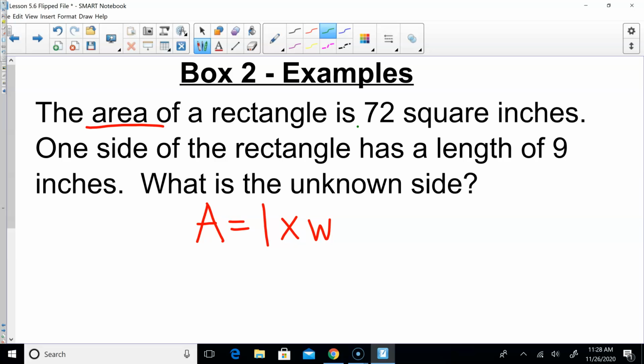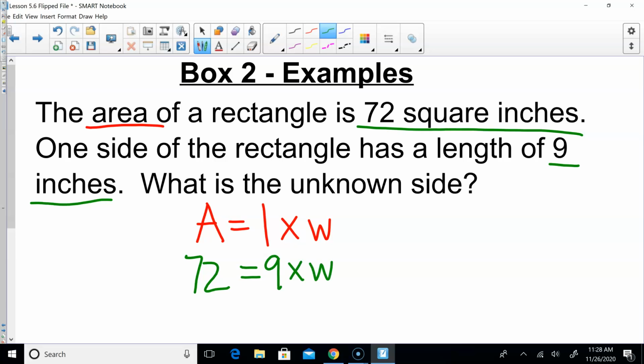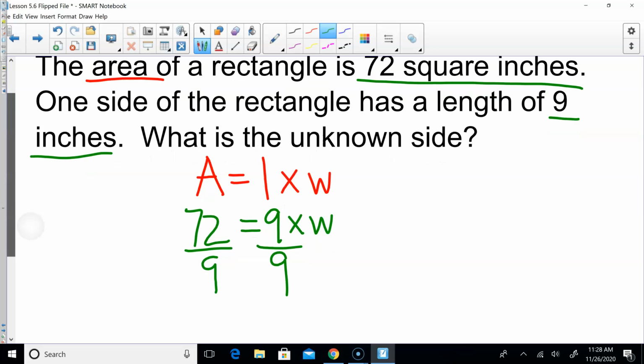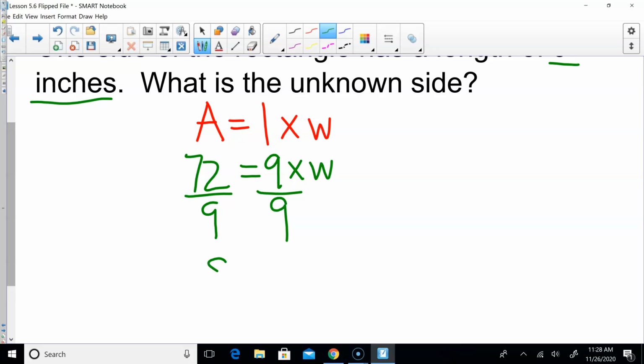So the area is 72 square inches. So area 72 on this side. It says one side of the length of 9 inches. So does it matter which one I choose? In multiplication, the answer is no, so it doesn't matter. 9 times W. So in order to solve that, I have to figure out what times 9 equals that, or I can divide 9 from here and 9 from this side. So if I do the same thing to each side of the equation, it keeps it the same. So that means 8 equals W.